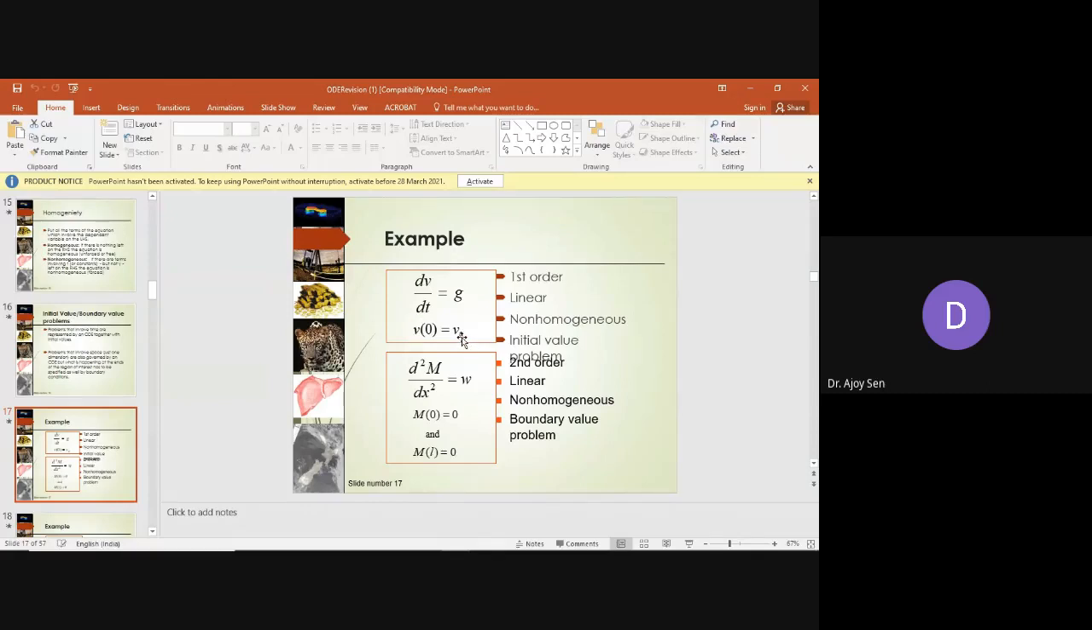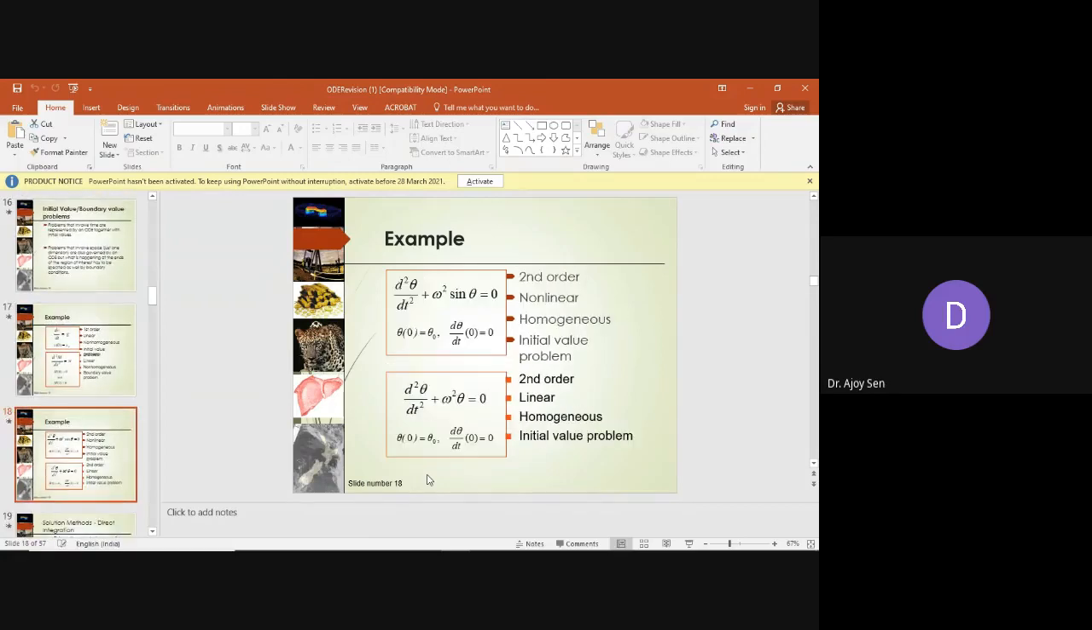Okay, this kind of problem is called an initial value problem, and the second type of problem is this type, a second order problem, where the value of the dependent variable is mentioned at both the beginning and the end, at x equals 0 and x equals L. This type of problem is called a boundary value problem because the values of the dependent variable are mentioned for the endpoints. So this kind of problem is called a boundary value problem.